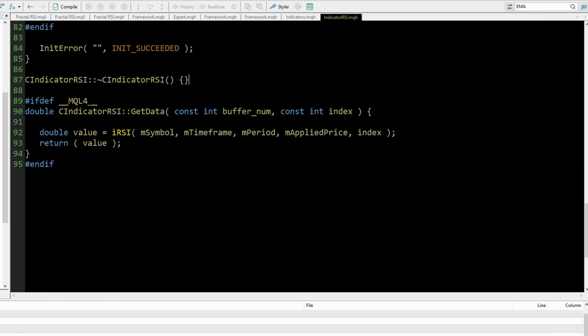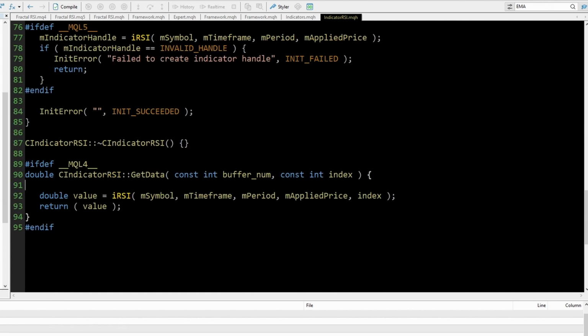And then if this is MQL4, I have this getData function that's declared, and that takes a buffer number and an index. And in the case of MetaTrader 4, I call the iRSI function here, passing the symbol, time frame, period, applied price, and the index, which gives me the RSI back for that bar number referred to in the index, and then just return the value.